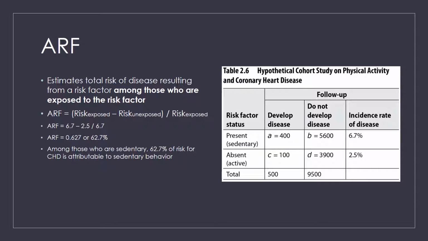So what does that mean? It means that among those who are sedentary, that's the key phrasing here, only among those exposed to the risk factor, 62.7% of risk for coronary heart disease is attributed or comes from sedentary behavior. So once again, only among those who are sedentary, more than 60% of the coronary heart disease risk comes from sedentary behavior. That's how we would interpret the attributable risk fraction.